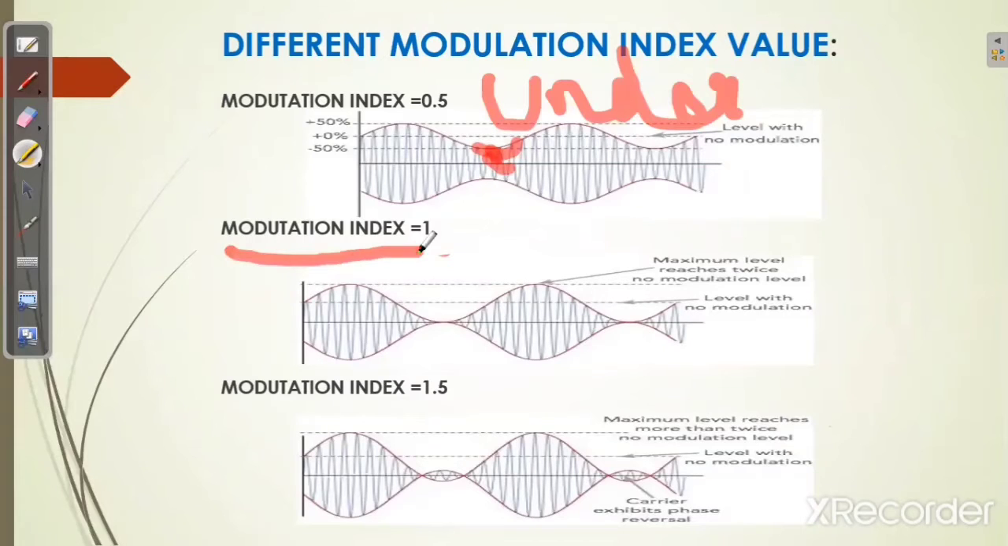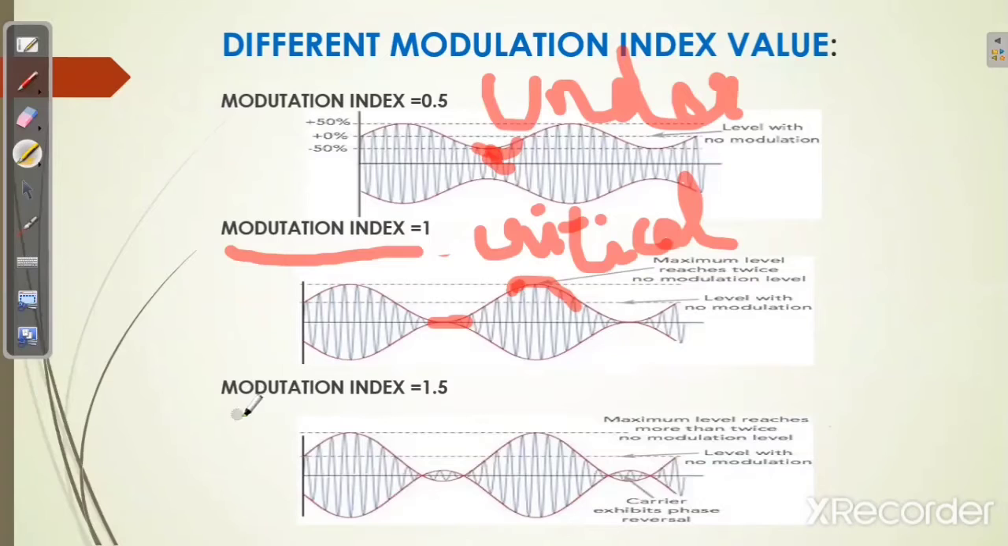Next, when the modulation index is equal to 1, it is also known as critical modulation. It is the widely used modulation form. Here we can see the signal wave reaches the 0 level, and it again rises to twice the amplitude of the message signal. So here the voltage also rises twice, and the power is increased to 4 times.